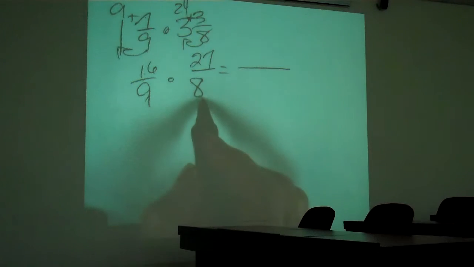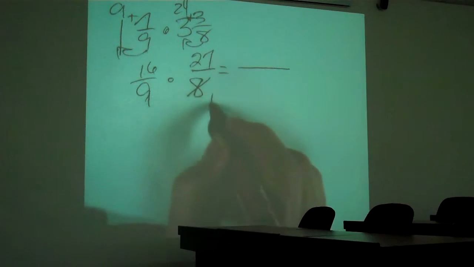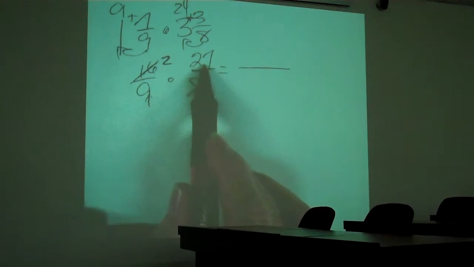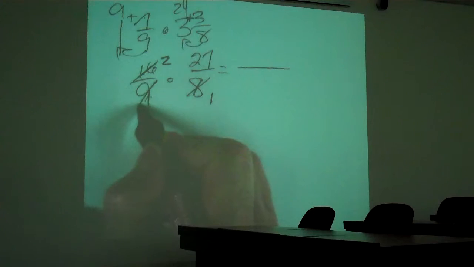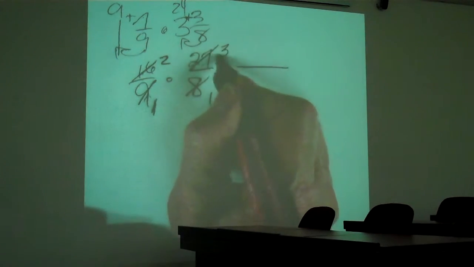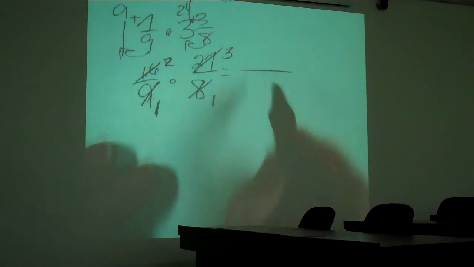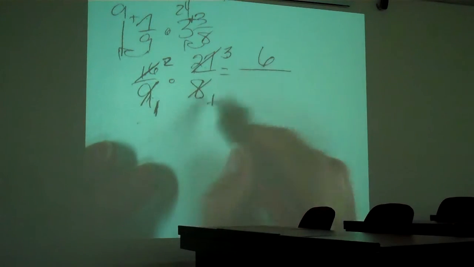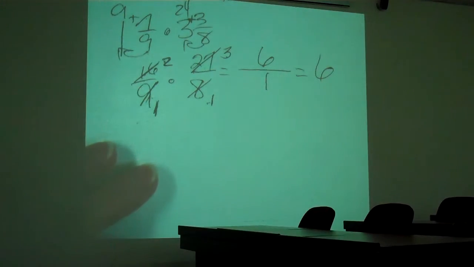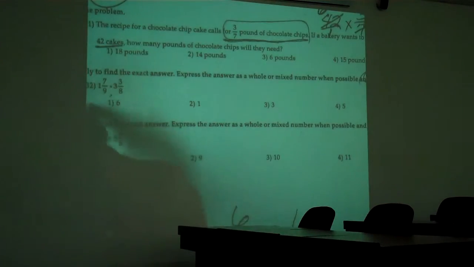8 and 16, divide by 8, divide by 8. And 9 and 27, what are we going to divide by? 9, divide by 9, 1, divide by 9, 3. 2 times 3 over 1. Simplified all the way, it'll just be 6, right? So that's number 1.